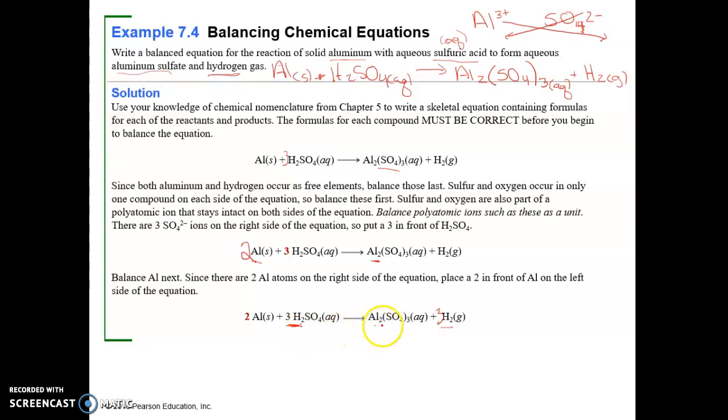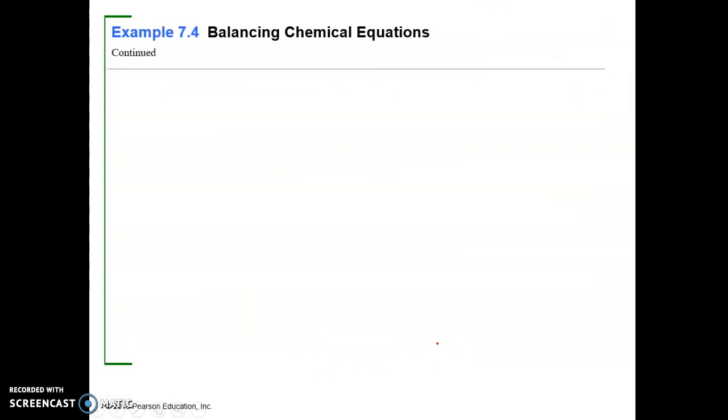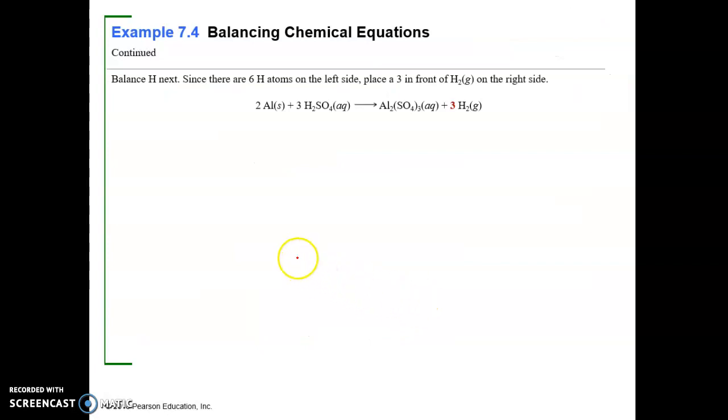I have 2 aluminums, I did the 2 aluminums already. I have 3 sulfates on the left, and I have 3 sulfates on the right. So this looks like it balances. 2 and 2, 6 hydrogens and 6 hydrogens, 3 sulfates and 3 sulfates. That is correct. We got it right.